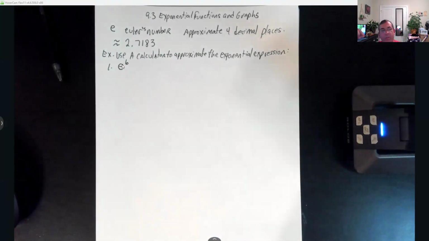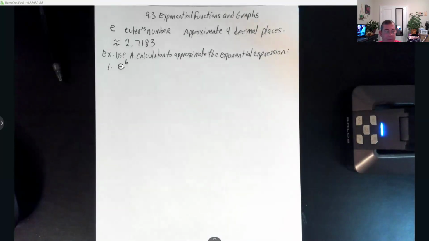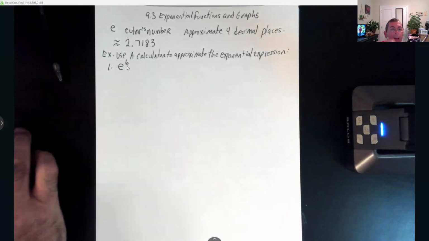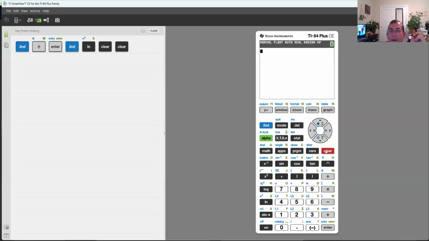On that one, I would probably use the second LN because the second LN gives you the e with the exponent. Let me share my calculator and I'll show you how I knock that one out. So that is e to the 6th. Let me clear my screen. I'm going to hit second LN, which brings up the e with the exponent. We put in our 6 and hit enter.